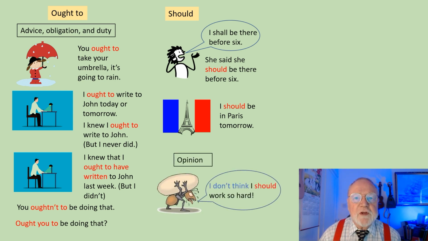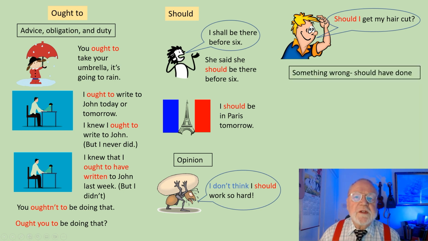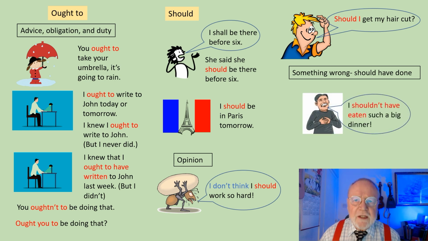And I can use it to give an opinion. I don't think I should work so hard. The poor old auntie's working hard, isn't he? The question form can be used to ask someone for advice. Should I get my hair cut? And when we didn't do something in the past, we use the should have done structure. Strangely, it's mostly in the negative form, like this. I shouldn't have eaten such a big dinner. In other words, something in the past I should not have done.